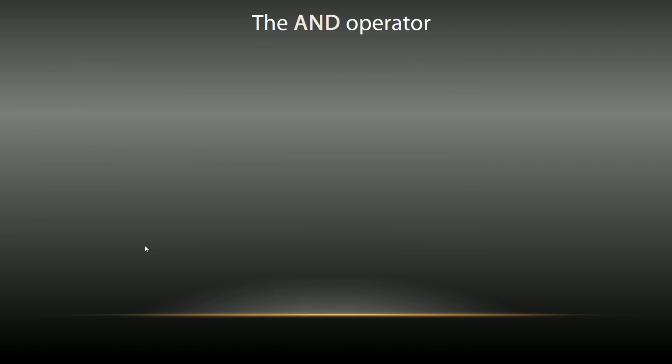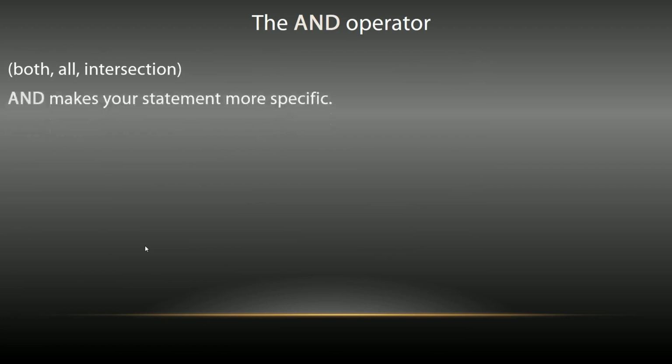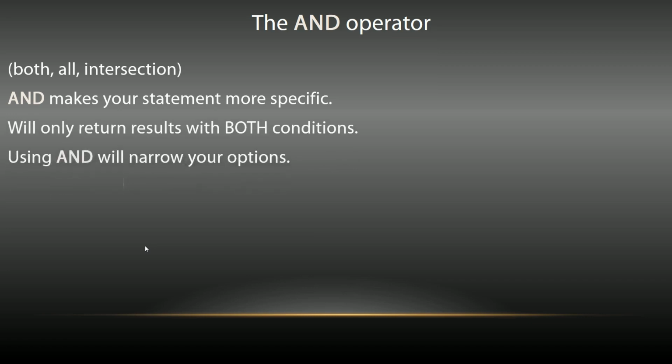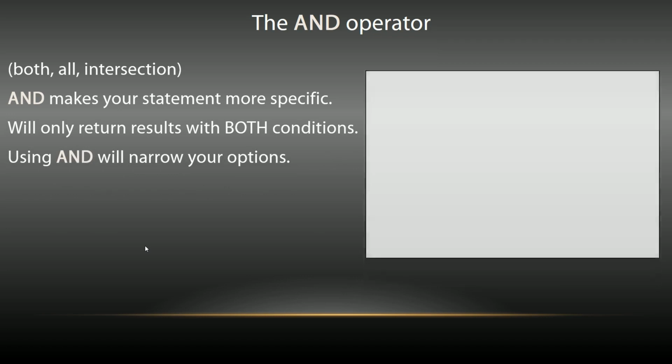So the AND operator, like we've just been talking about, is when both conditions are true, or all the conditions are true. It makes your statement more specific. So this and that. Whenever you order something at McDonald's, for example, I have a Big Mac and fries. It's not Big Mac or fries. So see how it makes it very specific. And it will return true only when both conditions are true. So using AND will narrow your options.